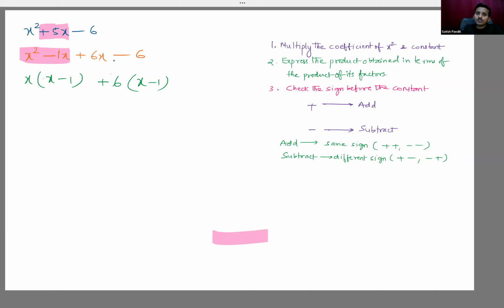We can take x minus 1 common from both. And what will be left? X plus 6. That means this one, if you factorize, what will you get? X minus 1 into x plus 6. Very simple. Very, very simple. Next question.